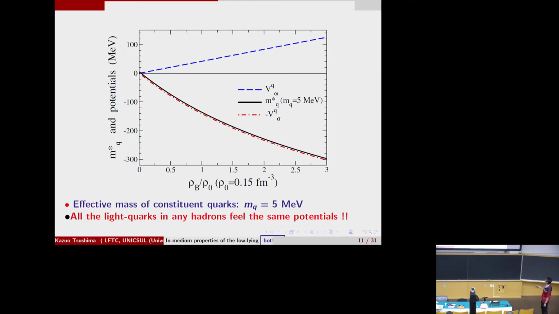And repeating again, all the light quarks in any hadrons feel the same potential. That is the big point. Light quarks include strange? No. Strange, just up and down. Yes. Strange is subtle, but strange is now 100 MeV or something. Then we must introduce a phi meson. Then complex features will appear.